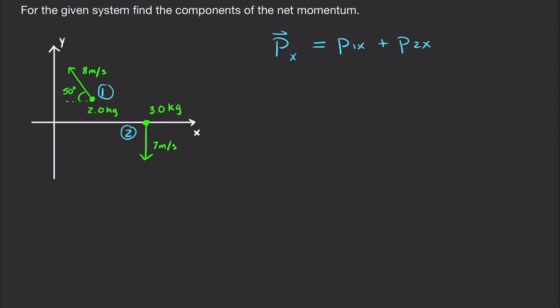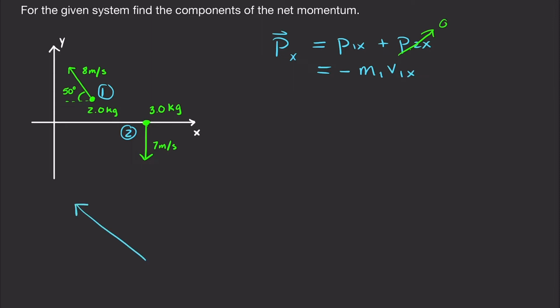So the first thing to notice is particle 2 is only moving in the y direction. So that means its momentum is 0 in the x direction. So for the total momentum in the x direction, it's just for particle 1. And it's going to have a negative x component, so I'm going to make it negative. And this is the mass of the first particle times the velocity of the first particle in the x direction.